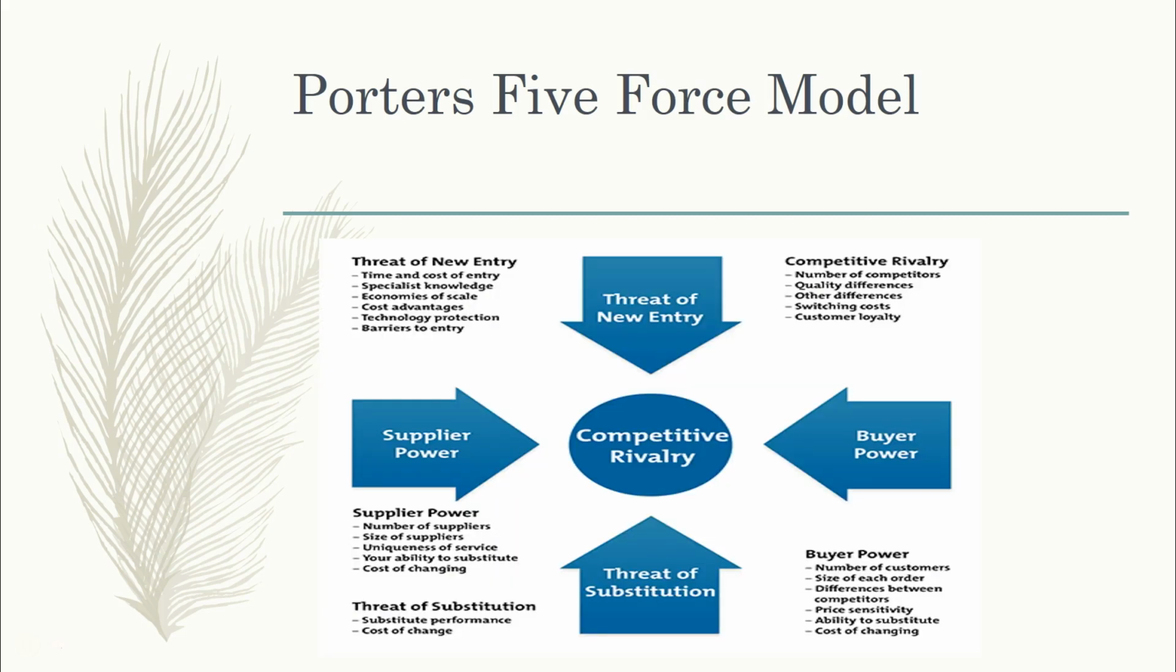You have in the middle, competitive rivalry. You've got threat of new entry. You have buyer's power, or bargaining power of buyers. You have threat of substitution and supplier's bargaining power. Now, what is the difference between, let's say, competitive rivalry, which I think students are always confused about, and threat of new entry? Very simple.